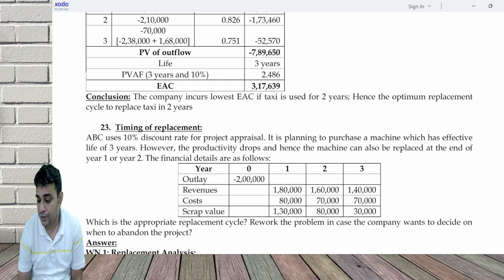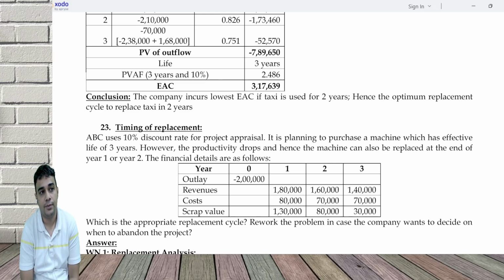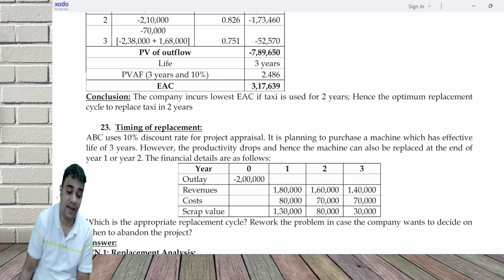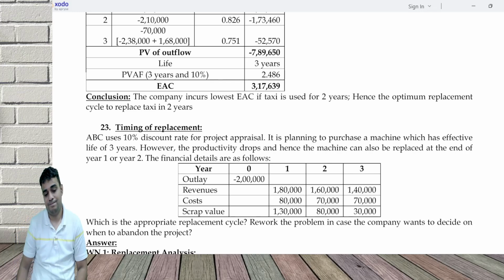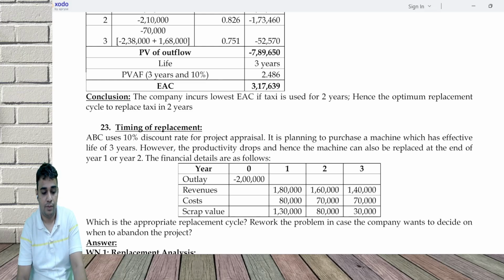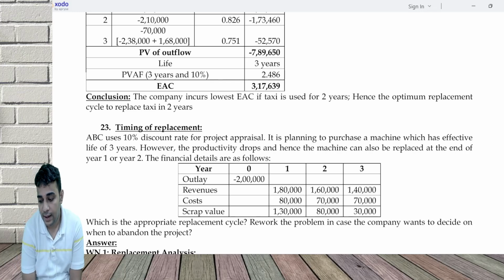Do evaluation of 1 year and 2 year. Please do year, cash flow, PVF, DCF. I want you to do it. Problem doesn't have anything on tax. Tax rate makes it simpler. Do 1 year life, 2 year life.